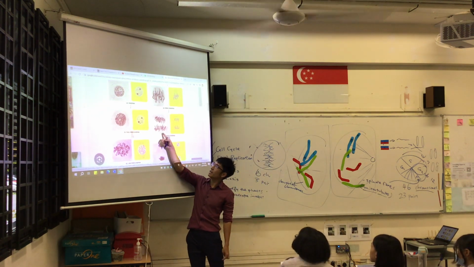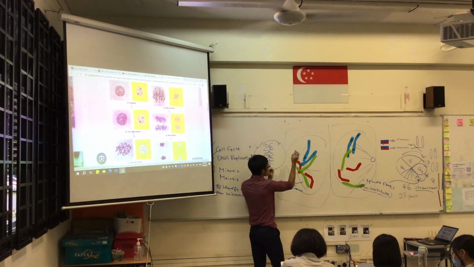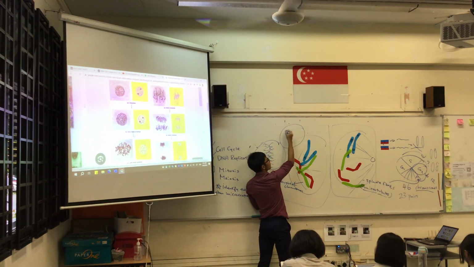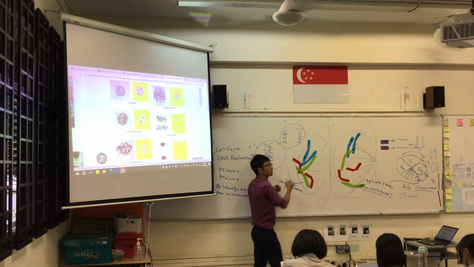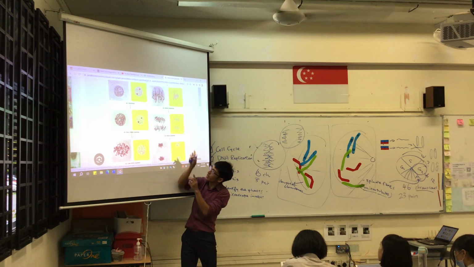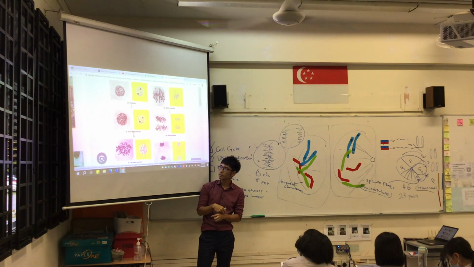How do I identify anaphase in real life? Anaphase in real life, you kind of observe that the V shape is pointing away. Can you see that it's kind of pointing away? That's how I identify anaphase.